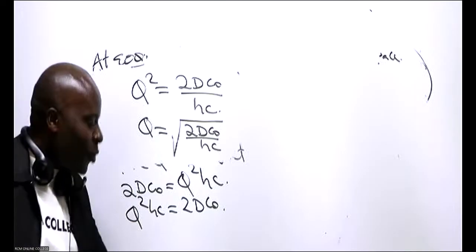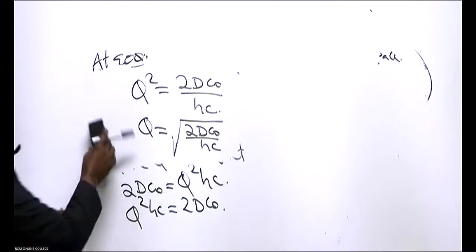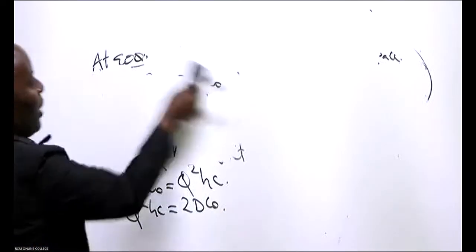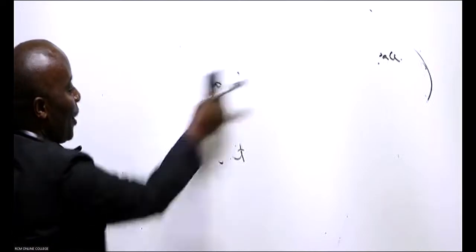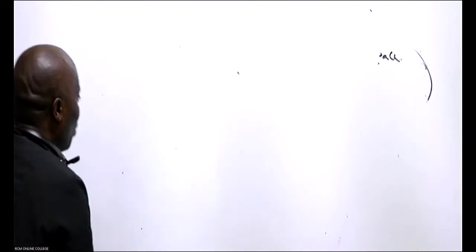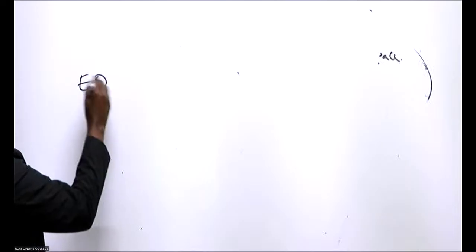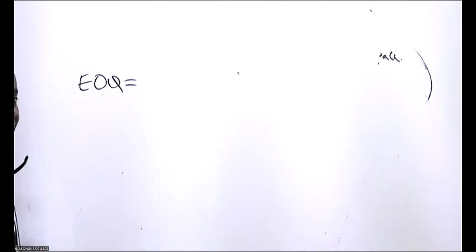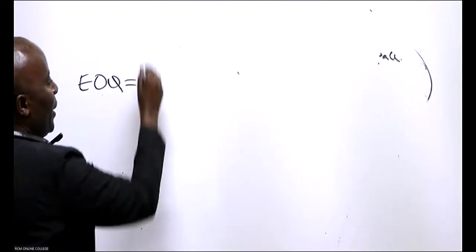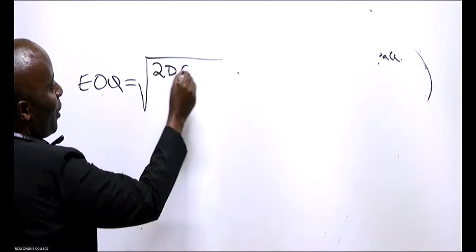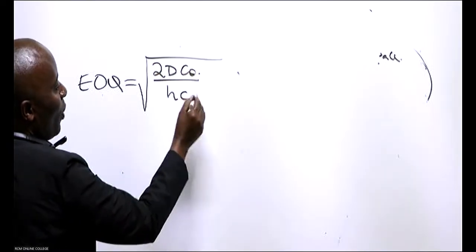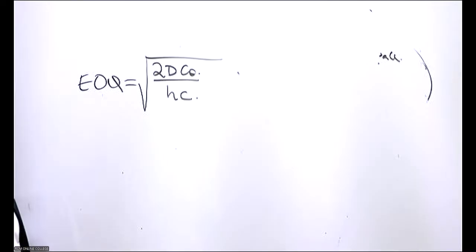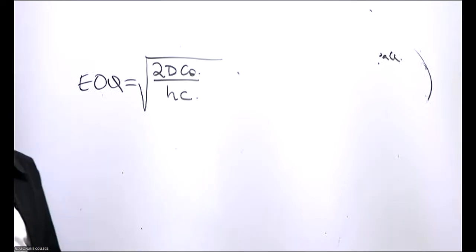So this EOQ formula, I would want us to highlight it and write it very well, and we write it again. But now we shall call it economic order what here? Quantity. So economic order quantity will always be equal to square root of 2DCO over what here, somebody? Over HC. 2DCO over HC.